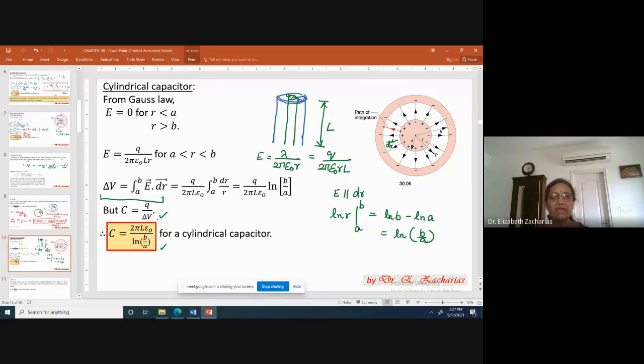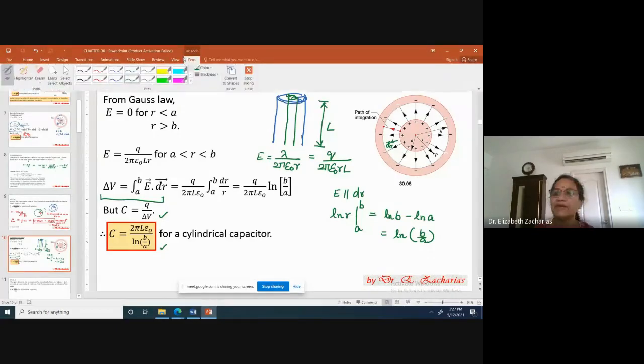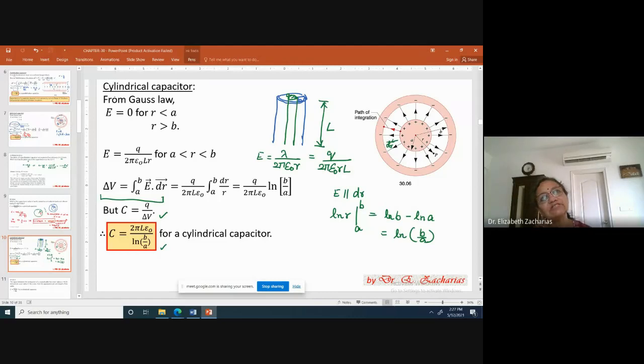Now, many times you will not be talking about the capacitance of a cylindrical capacitor. Where do you see cylindrical capacitors? I'll tell you. Even your coaxial cable which comes to your TV is like a cylindrical capacitor. You will normally talk about capacitance per meter length, that means C by L. So C by L is therefore going to be 2 pi epsilon naught by natural log b by a.